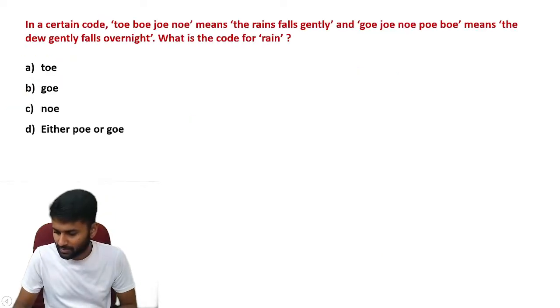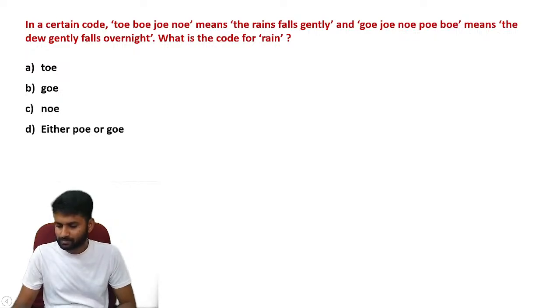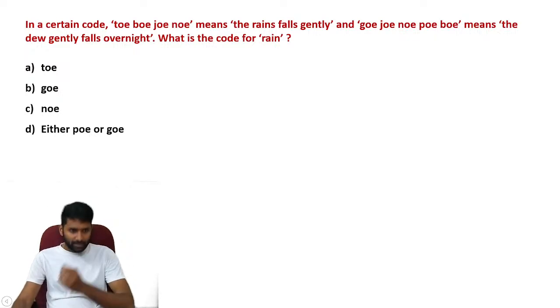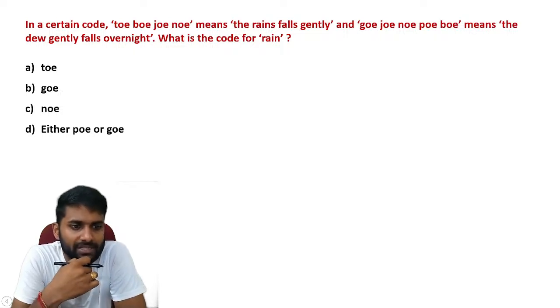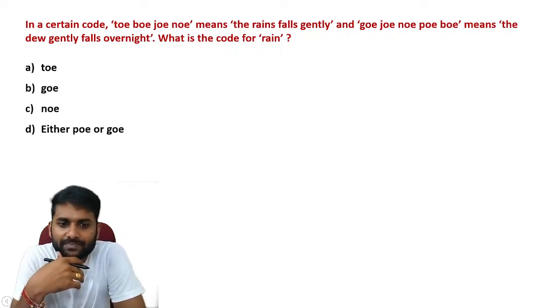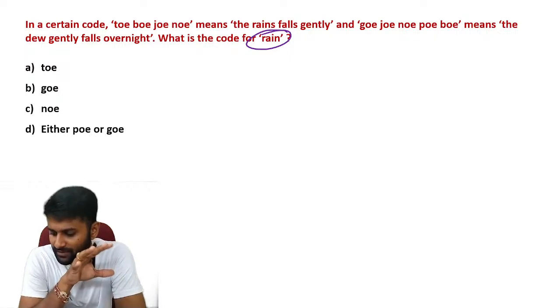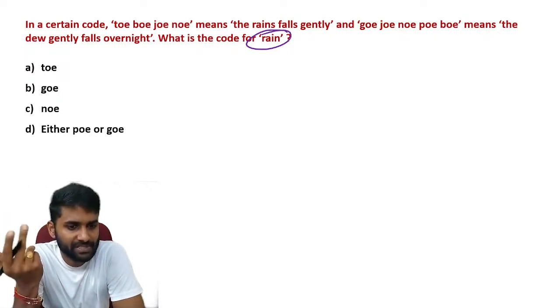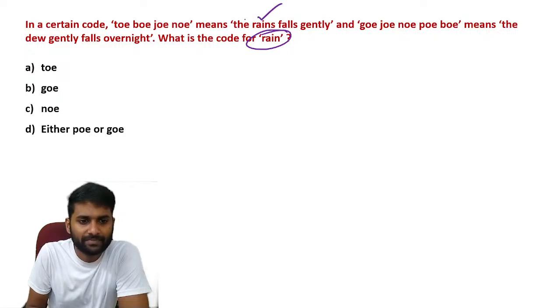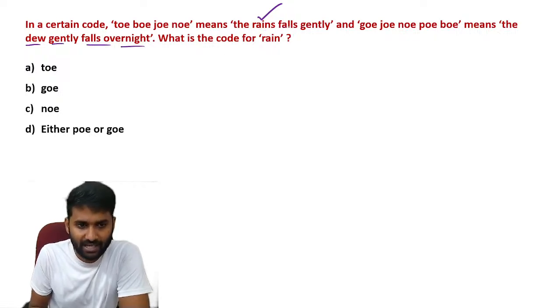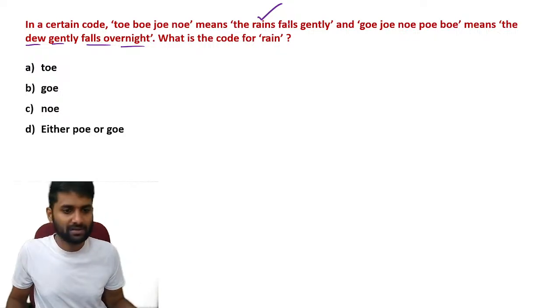Again, a question from coding and decoding. In a certain code language, TOE, BOE, JOE, and NOE mean the rain falls gently. Another is represented with 5 different words, meaning the dew gently falls overnight. Now you have to identify what the code language for rain is. Simple point: if words are repeated, definitely the code language is also repeated. If you observe, rain is here, yes, we can see that in this statement. If you check the other statement, dew gently falls overnight, you can't see rain in it. If a word is not repeated, definitely the code language is also not repeated.